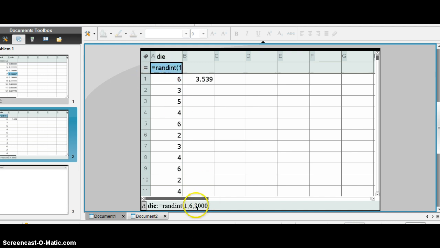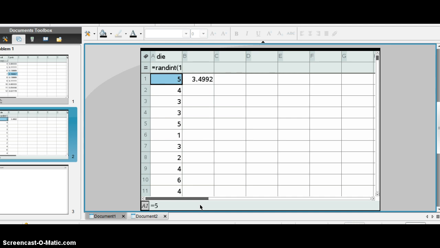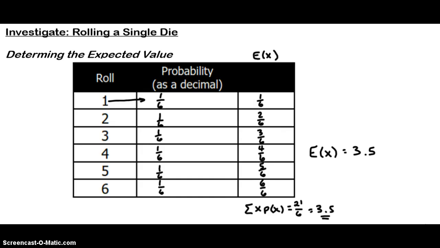If I go just a little higher, the highest that I can go is 2,500. That's the list length for this spreadsheet, and here we go. I'm going to overwrite. 3.4992. So as you can see, the more rolls I have, the average roll is 3.5. And I know I'm not going to roll a 3.5, but that's what expected value means. It's the average long run roll, long term roll, if I roll a die a lot of times.